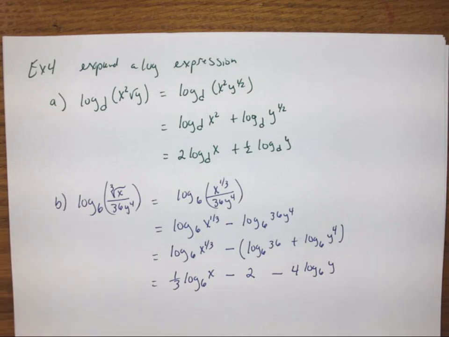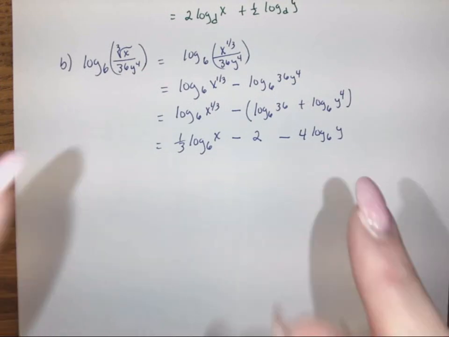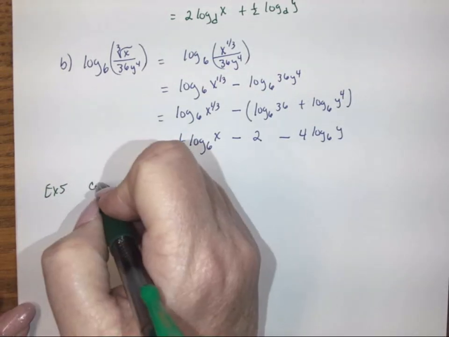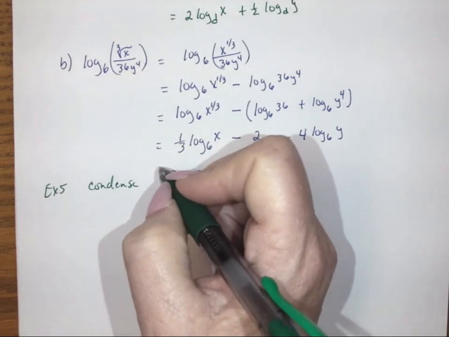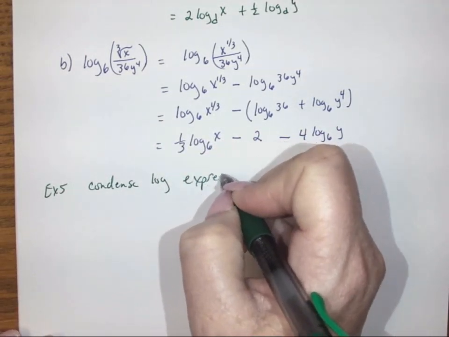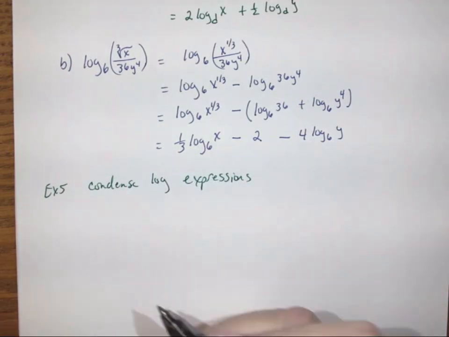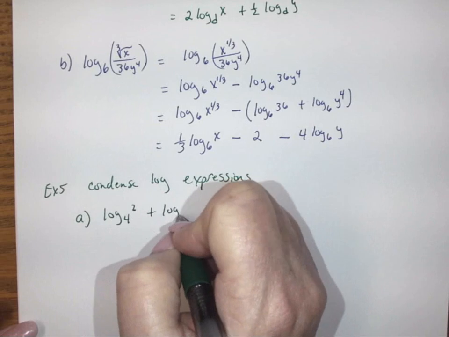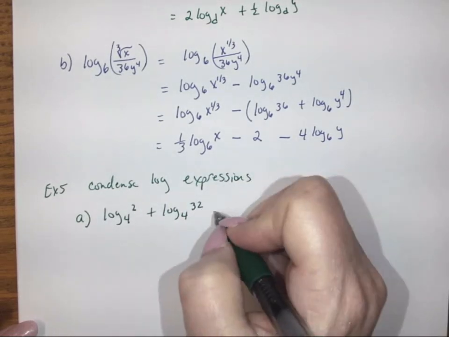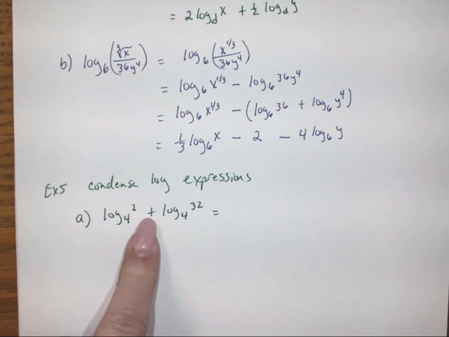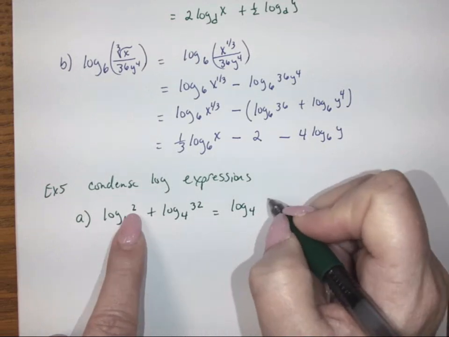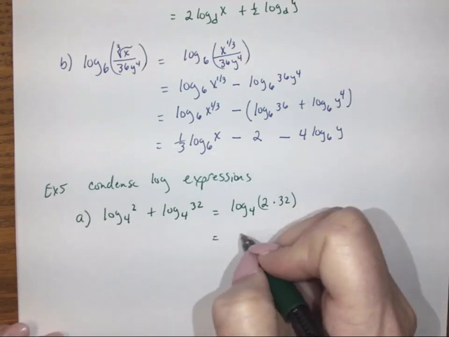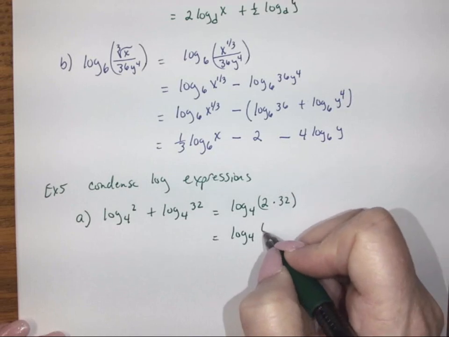Let's go do some condensing using our condensing rules, which means we're basically going to go backwards. So for example 5, we are going to condense log expressions. And of course, we're using those properties again. So for part A, we have log base 4 2 plus log base 4 32. Well, addition means multiplication, so we will get log base 4 of 2 times 32, and 2 times 32 will get us log base 4 of 64.